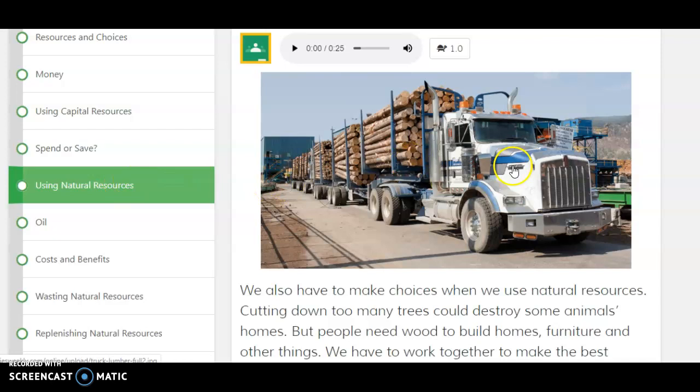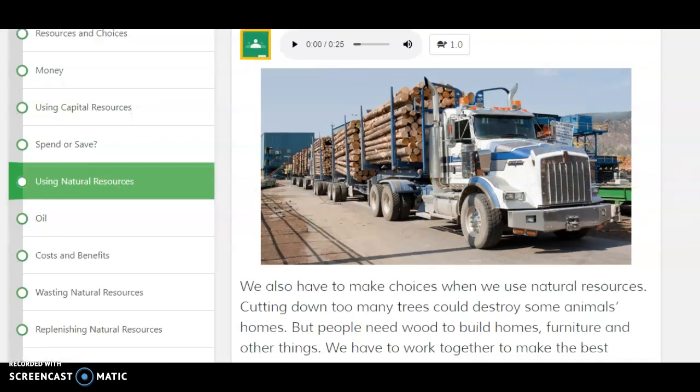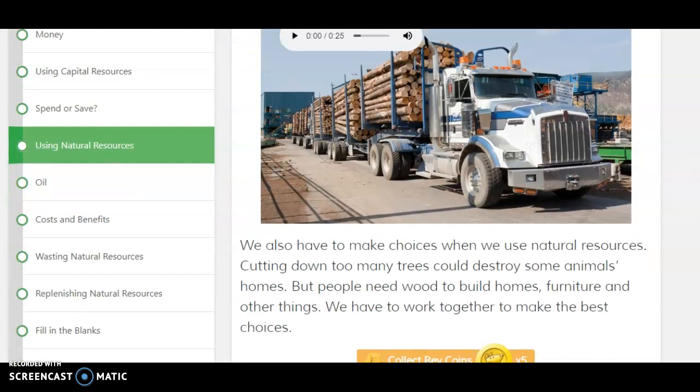We also have to make choices when we use natural resources. Cutting down too many trees could destroy some animal homes, but people need wood to build homes, to build furniture and other things. So we have to work together to make the best choices.